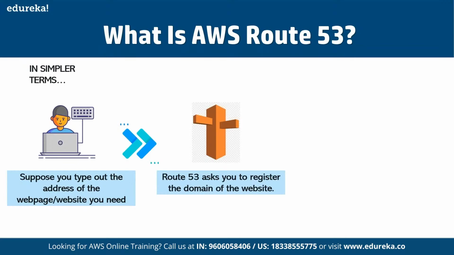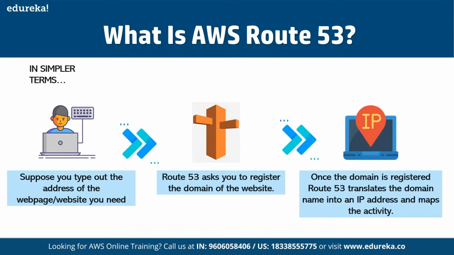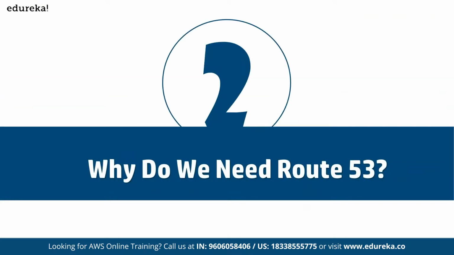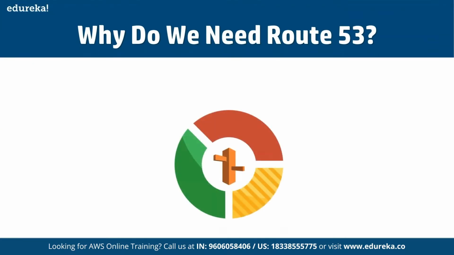So let me say I've typed www.edureka.co.in. Now the request will first go to my Route 53, which will see what IP corresponds to edureka.co.in. Once the domain name is registered with Route 53, it will translate that domain name to the corresponding IP address and you get a response back. Think of a scenario where we don't have Route 53. Every time you would have to memorize those numbers, and if you don't memorize the numbers, you will not be able to reach that website.